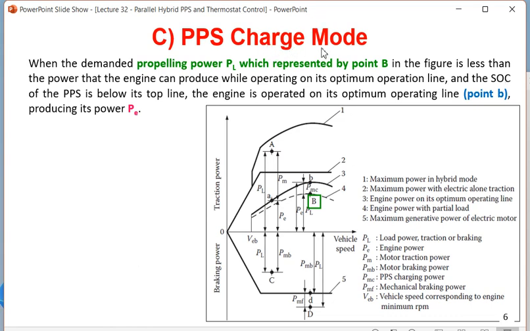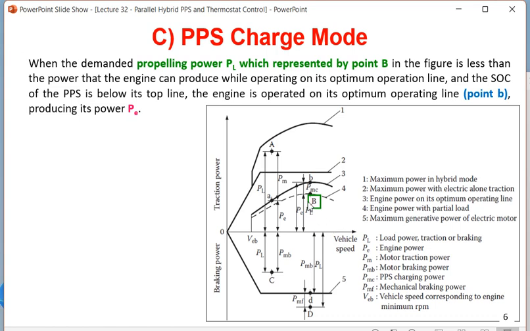Now you are finding this graph 3 and graph 4. What are the names? Graph 3 is engine power on its optimum operating line. Graph 4 is engine power with partial load. The difference between graph 3 and graph 4 is that both are engine power, but 3 is when the engine is doing two works. What are the two works? It is supplying the load as well as it is charging the PPS or battery.